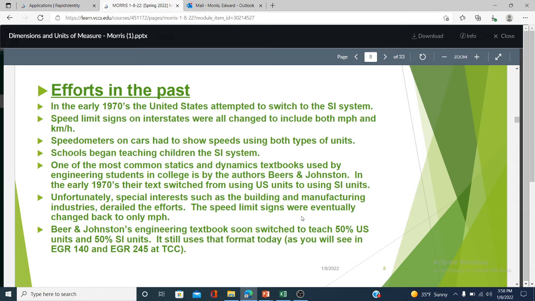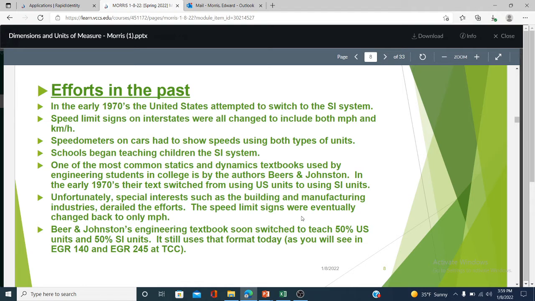I remember that. I was a kid, and they had both miles per hour and kilometers. Of course, they took them back down. Speedometers on cars show both. Even today, the cars show miles per hour, right, and kilometers per hour. Schools also began teaching the SI system back in those days. A very good textbook that they use for statics is Beer and Johnston, which is a good book. It's a good reference book for this class. It's more calculus based. I will mention that though.